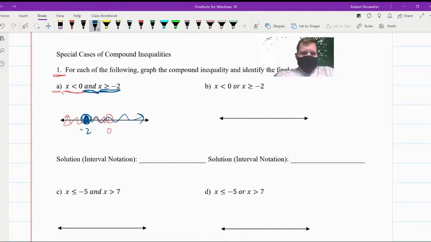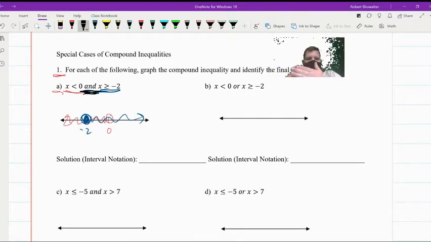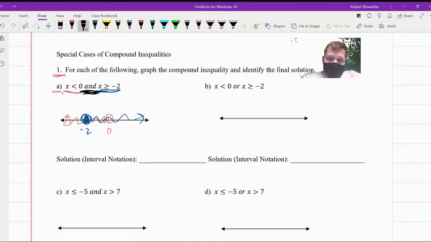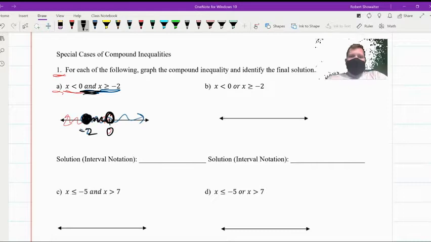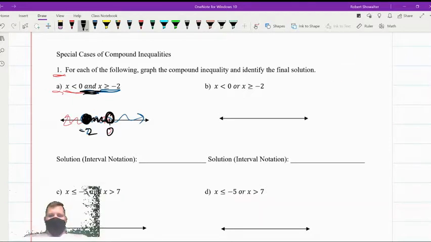The word and, if you remember, means the overlap between the two, the intersection between the two. If we just want the intersection, we just want the part where the blue and red overlap. So it would be this, all the way to that with an open circle. So our final solution as graphed would look like that. When we write this in interval notation, we're going to go from left to right. Anyways, let's do part B.